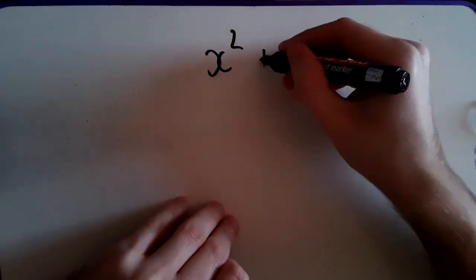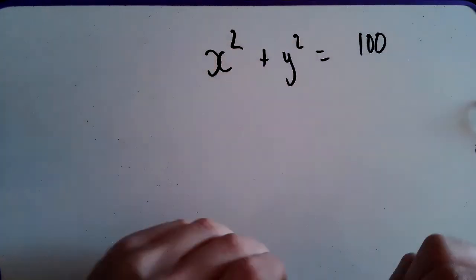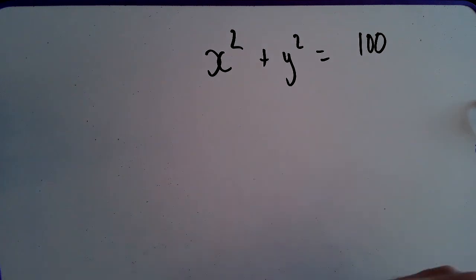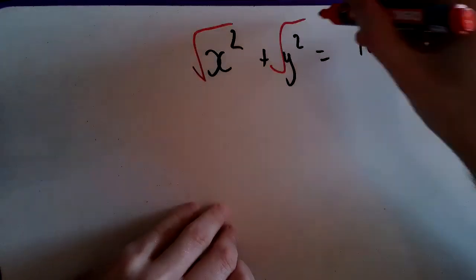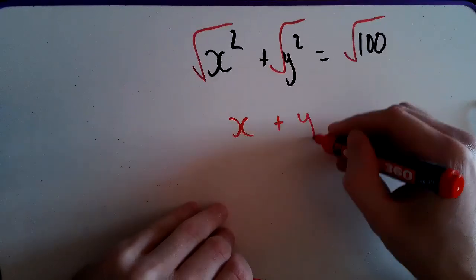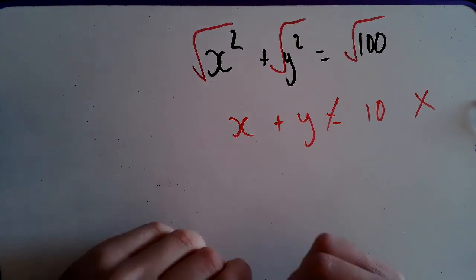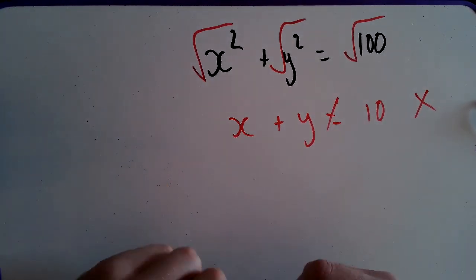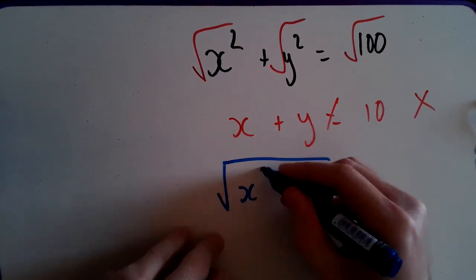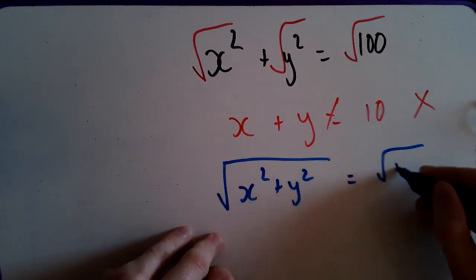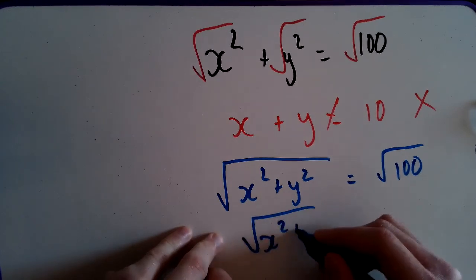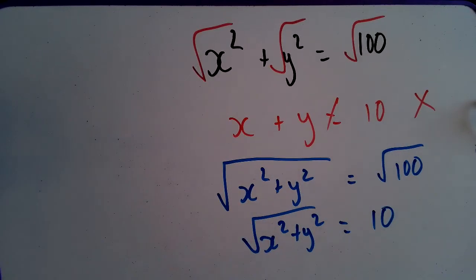So if I had something like x squared plus y squared equals 100, you might be tempted to square root each thing and write down x plus y equals 10. But again, that's a big no, makes no sense. What you could do mathematically, if you wanted to, is square root this whole side and square root this side. So I get root of x squared plus y squared equals 10. But then I can't really go anywhere from that, so it doesn't really help. It's probably better to leave it as x squared plus y squared equals 100.